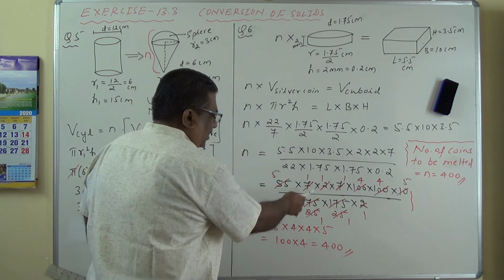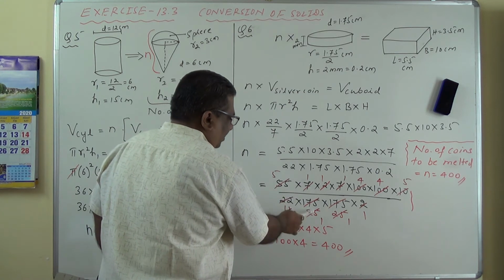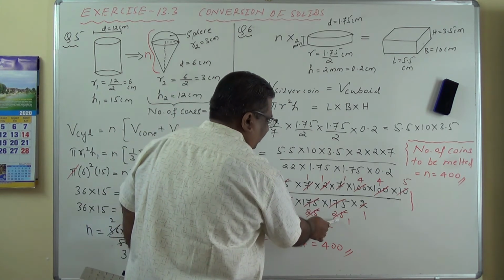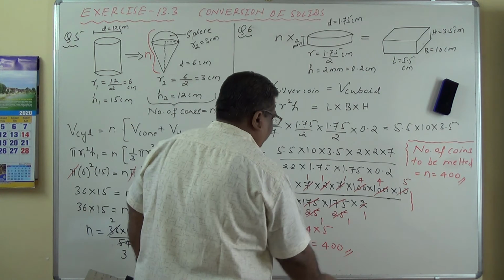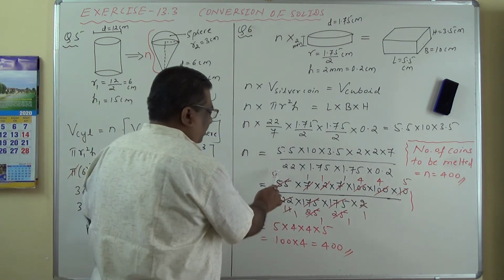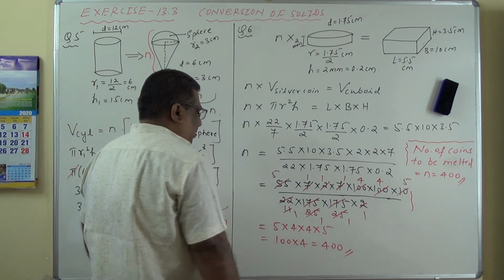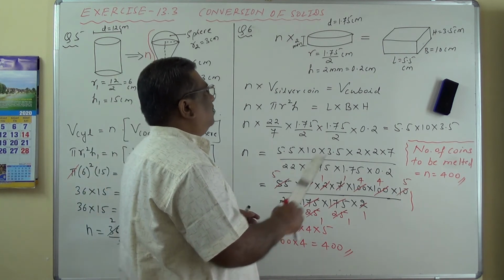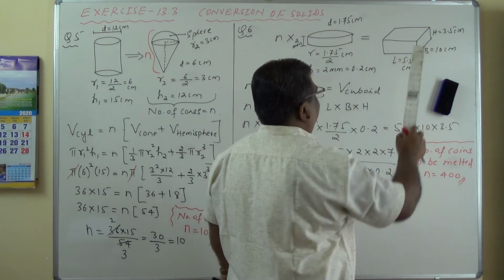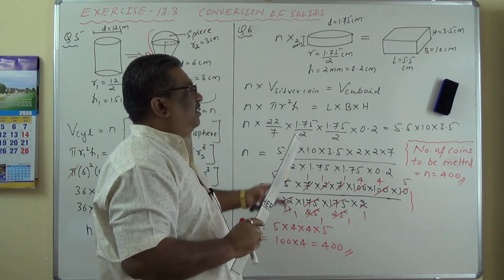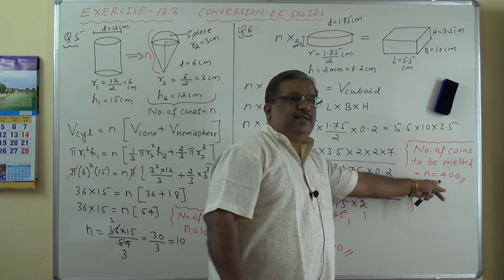Now it is simple. Here you can see 2 ones are 2, 11 twos are 22, 11 ones are 11, 5s are 55, then 7 ones are 7, 25s are, then 2 ones are 2, 25 ones are 25, 4s are. Finally, if you simplify yourself, you will come to 5 into 4 into 4 into 5 on the numerator. Denominator, everything is cancelled, which gives me 400 numbers. That means in order to convert n number of such silver coins to form a cuboid of this dimension, we equated n times volume of the silver coin to volume of the cuboid, and finally got the number of coins to be melted as 400 silver coins.